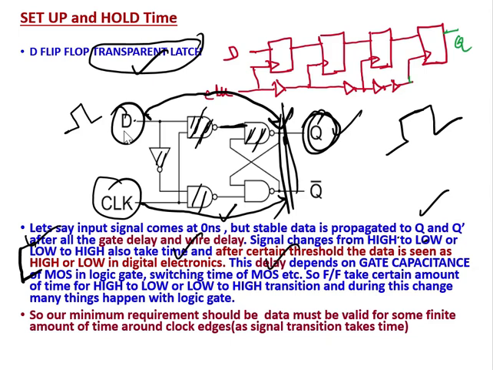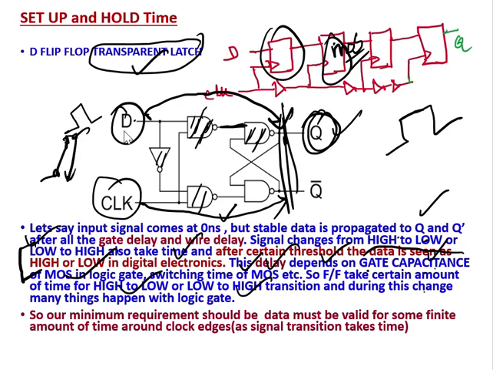And all this delay depends on your gate capacitance, because if you go deeper, all these D flip flops are nothing but made up of MOS circuits, that means CMOS. So this delay depends on the gate capacitance of MOS in logic gates and the switching time of MOS, how fast the switching is happening. So a flip flop takes a certain amount of time for a high to low or low to high transition, and during this change, many things happen with the logic gate.